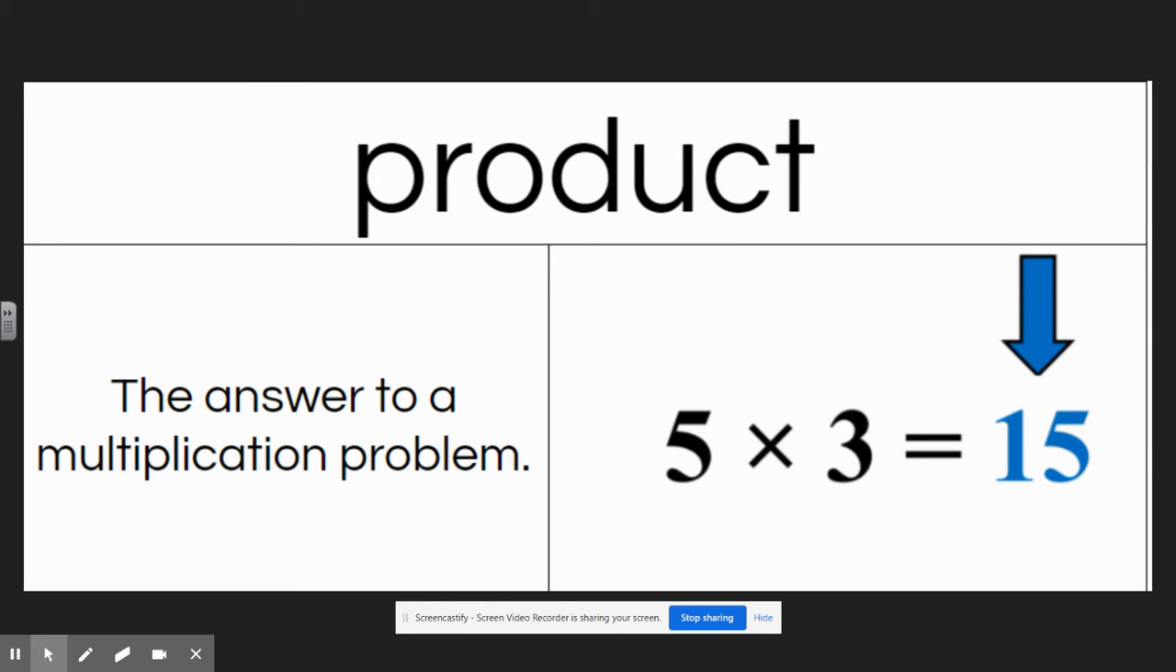We also learned about the word product. A product is the answer to a multiplication problem. For an example, in this multiplication sentence, we have 5 times 3 equals 15. 15 is the product.